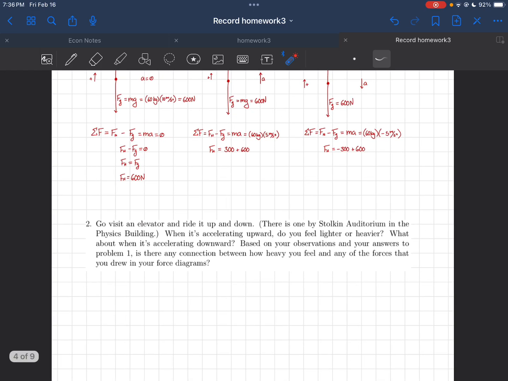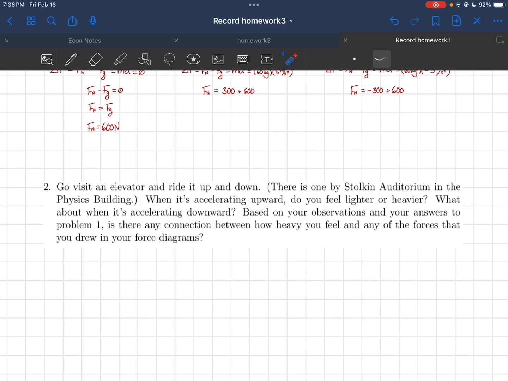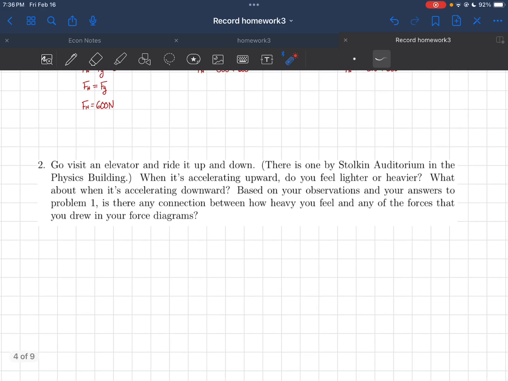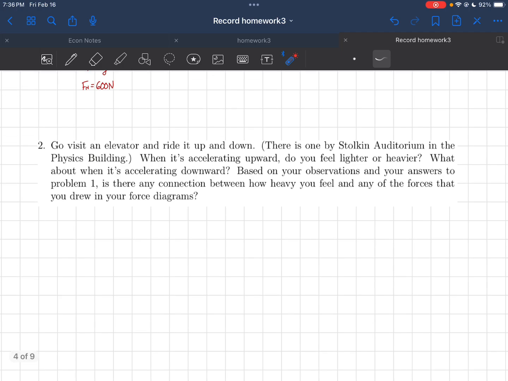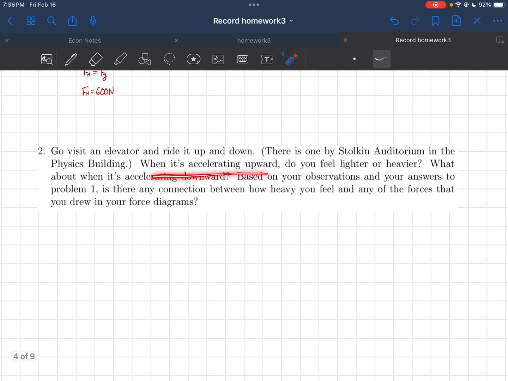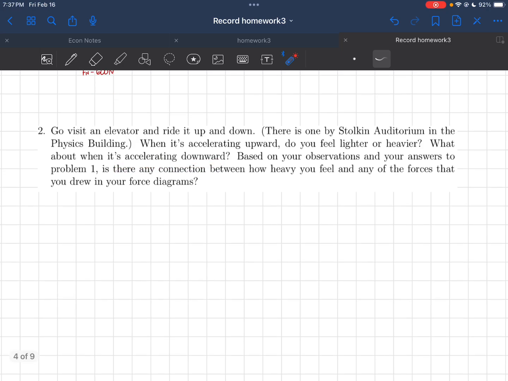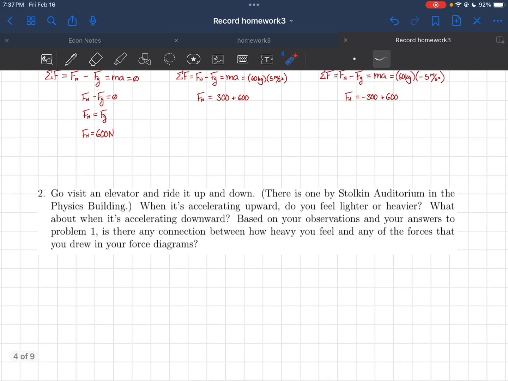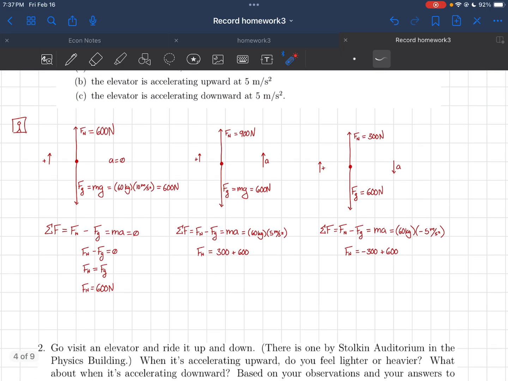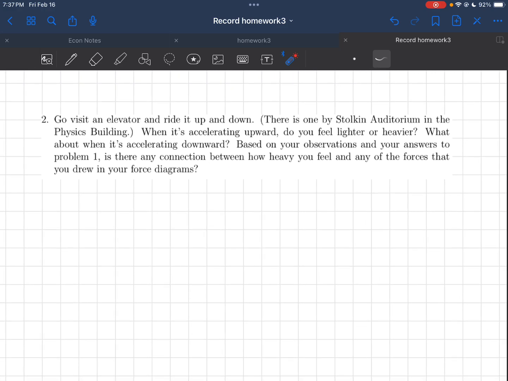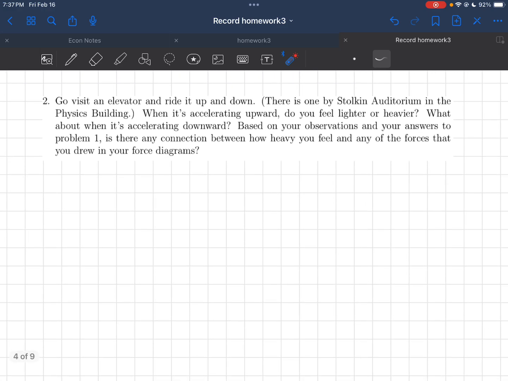And in turn with that, our next problem, or less of a problem, but more of a discussion, is to go visit an elevator somewhere on campus and ride up and down. When it's accelerating upward, what do we feel? When it's accelerating downwards, how do we feel? And then based on those observations, are there connections that we can draw with the forces in our force diagram? Well, for this, we have our correspondent in the field ready to show us a little bit of a demonstration. So take it away, Sydney.